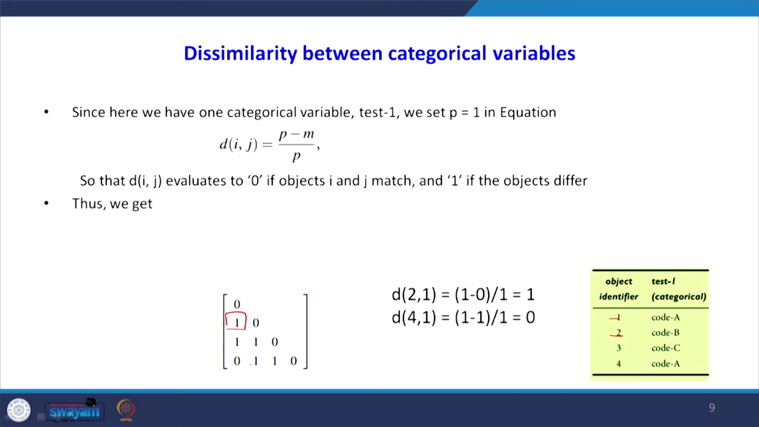Let us find out this value, D41. So we will use the same formula d_ij, where p equal to 1. You see code A, for the object identifier, the code A is the same for 1 and 4. So here m is 1, p also 1, m also 1, so this value is 0. This way all the other values were found.